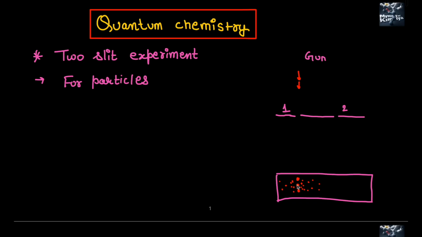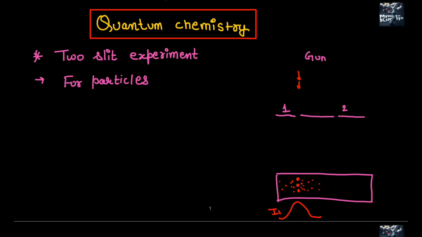So we can find the intensity of how many bullets arrive at this location. You will see that in the middle there would be more bullets. So we can plot a rough diagram. It would look like this. Let's suppose this is the intensity curve when only slit 1 is open. I will denote it I1, intensity 1.